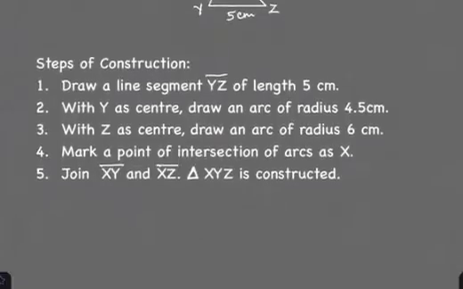Now we'll just write down the steps of construction as to how we constructed there. We first drew a line segment YZ of length 5 centimeters with Y as center. We drew an arc of radius 4.5 centimeters. Then with Z as center, we drew another arc of radius 6 centimeters. Now we got a point of intersection and we marked it as X. Later on we joined XY and XZ, and finally we got the triangle XYZ.